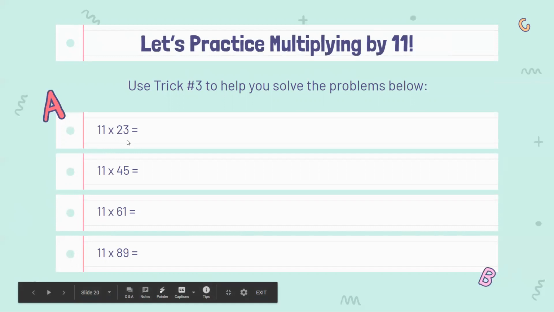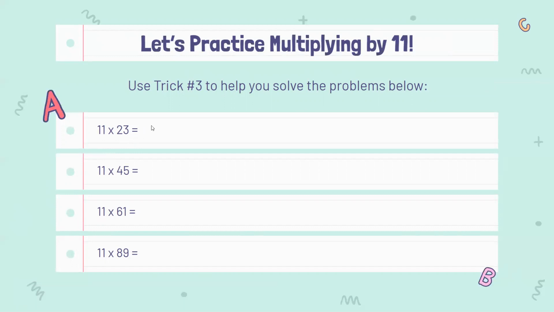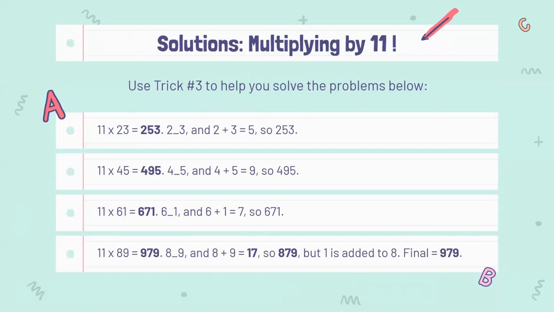11 times 23. First, we take the 2 digits, 2 and 3, and we put them to the sides with a blank in the middle. Then we add these 2 digits. 2 plus 3 is equal to 5, and so 5 is that mystery number that goes in the middle. So our answer for 11 times 23 is 253. And again, refer to the slideshow for remaining practice and the last 3 problems. Here are the solutions to the multiplying by 11 exercises.